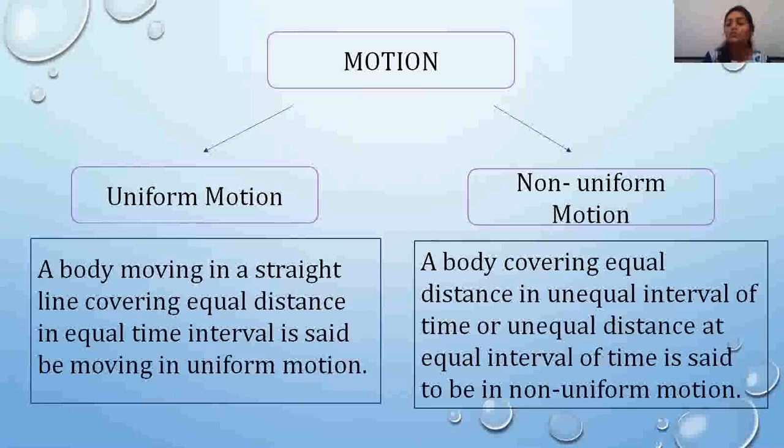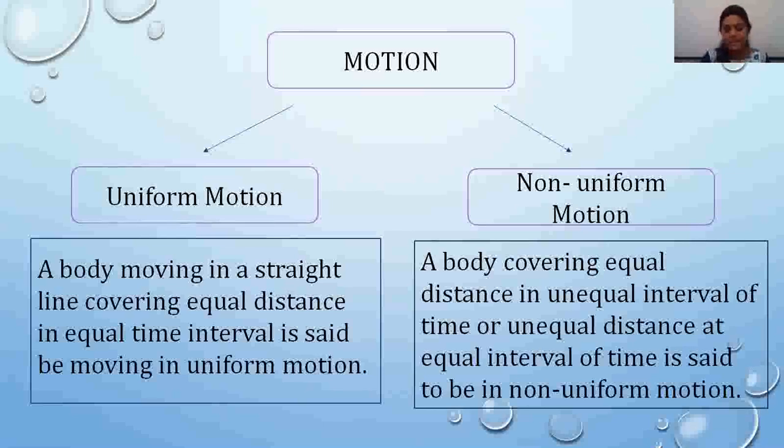Whereas non-uniform motion is opposite to it. When a body is covering unequal distance, at times maybe it is covering 1 meter after 1 minute, and after 2 minutes I see that the body has covered 5 meters. So what is happening here is that the body is covering unequal distance in maybe equal intervals of time, or it can be vice versa. That means it is covering equal distance in unequal intervals of time. Then we state that the body is showing non-uniform motion.